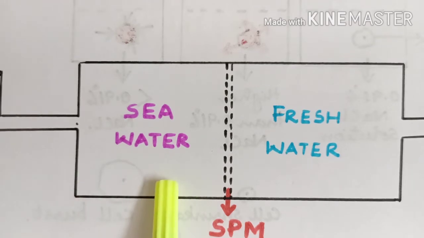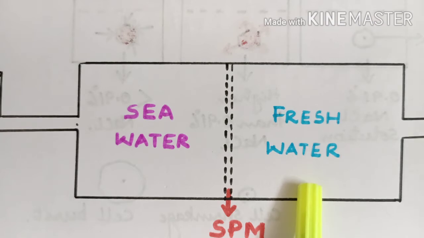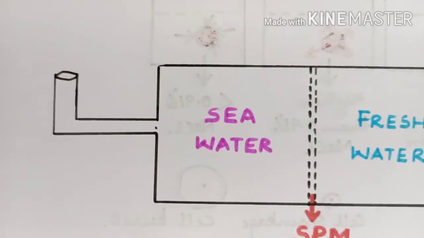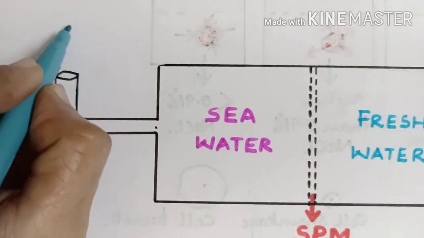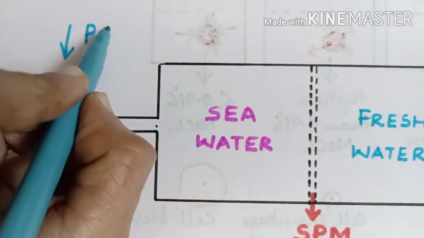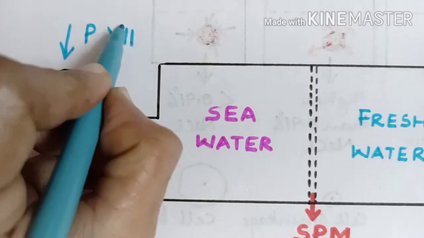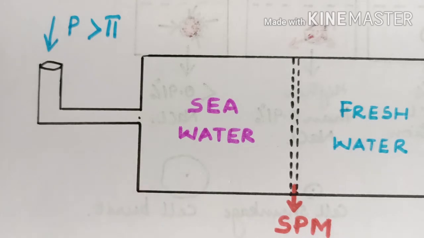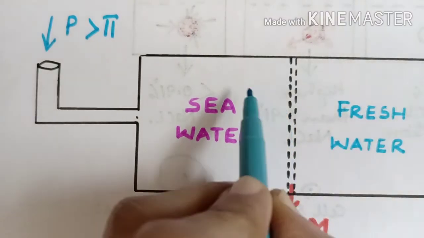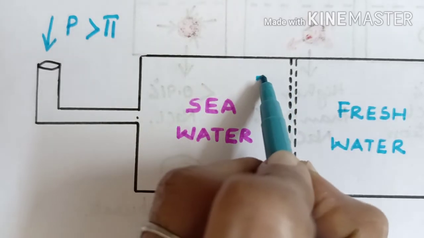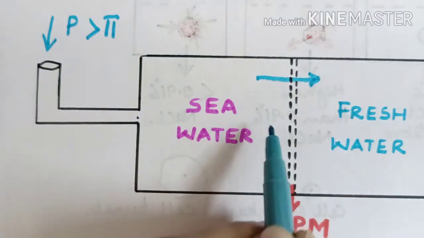Seawater contains less amount of solvent compared to that of fresh water. Now, when it is separated by a semi-permeable membrane and if we are applying an external pressure P, which is greater than the osmotic pressure, we find that reverse osmosis occurs. That is, movement of solvent molecules from the region of lower concentration to the region of high concentration occurs.